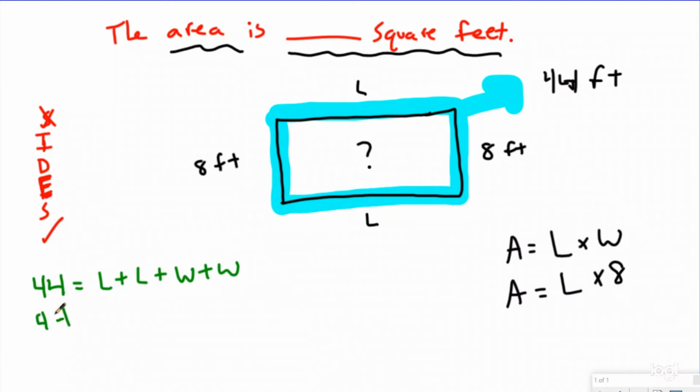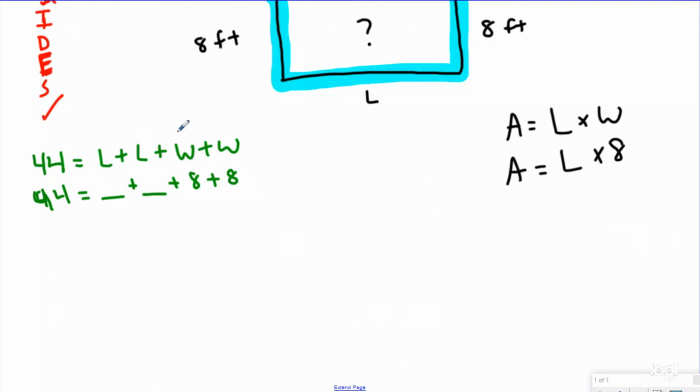I know that my perimeter is 44, like it told me. I don't know my length, so I'm going to go ahead and put a blank here. I do know my width was 8, which means I have to add up 8 plus 8. Now all I'm doing is just a basic math problem. I'm trying to find out what numbers go here. So the first thing I want to do is combine what I know, and I have 16. So what numbers added together with 16 would get me 44?